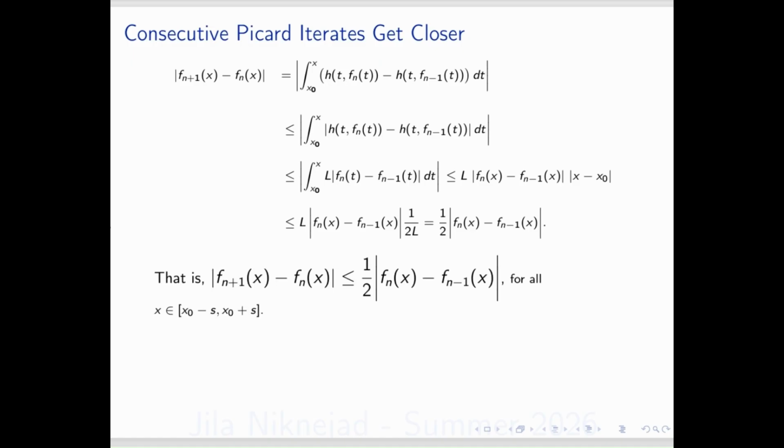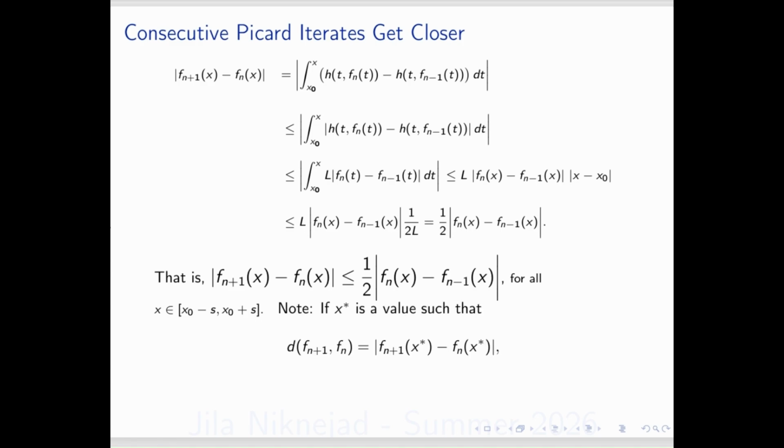Now, if x star is a value such that the distance of f n plus 1 and f n is equal to the absolute value of f n plus 1 at x star minus f n at x star, then we can say that the absolute value of f n plus 1 of x star minus f n of x star is less than or equal to 1/2 of the absolute value of f n of x star minus f n minus 1 of x star.